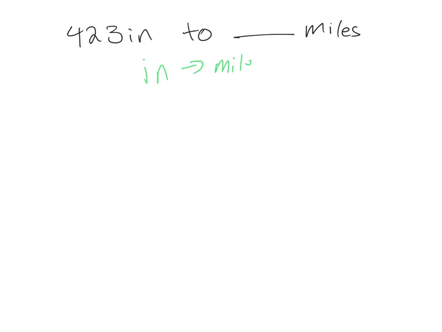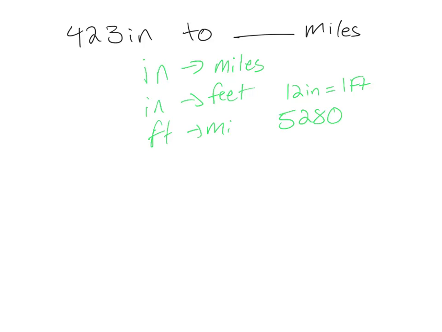Now that might be a little bit confusing because usually you don't convert inches to miles. Usually inches is going to go to feet. So let's do that first. So inches to feet, we know that there are 12 inches in 1 foot. And then feet typically go into miles. That's fairly common. So we know, or you might know, that 5,280 feet are in a mile. Okay. So now we're going to do our dimensional analysis.